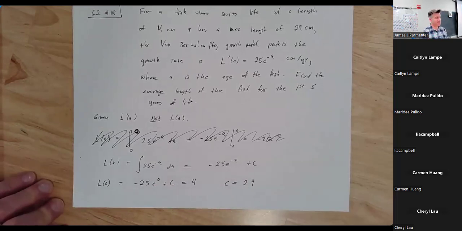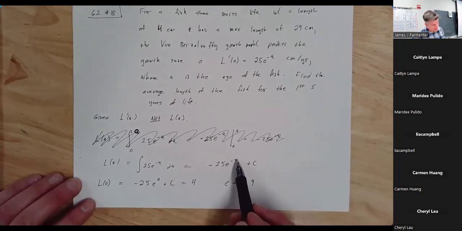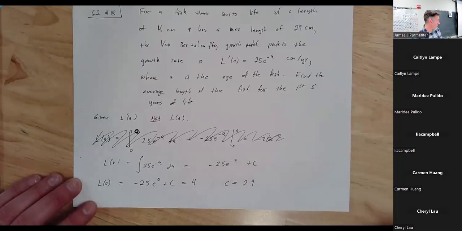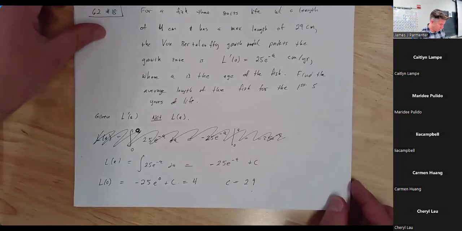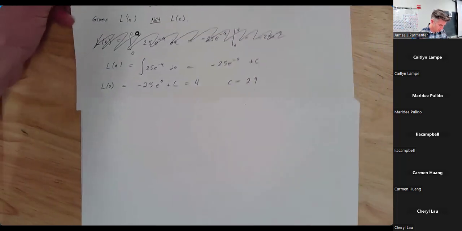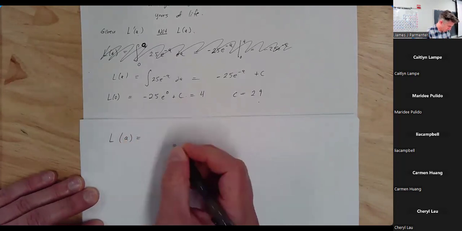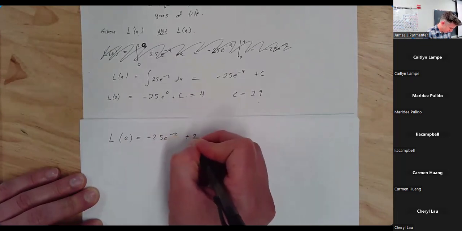It is not a coincidence that c happens to be the maximum value here. Because if you were to take the limit as a goes to infinity of this expression, this would go to 0. And so as time goes on and on, we're going to get closer and closer to that 29 centimeter maximum length. So that's why it's not a coincidence that c is 29. It is actually by design that c is 29. So then what we're going to say is the length at age a is going to be -25 e to the negative a plus 29.